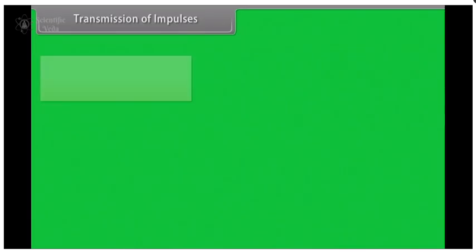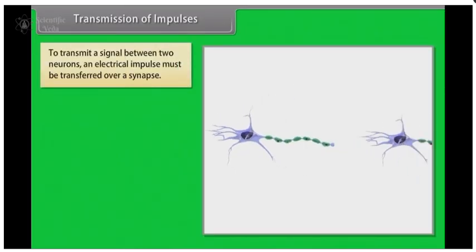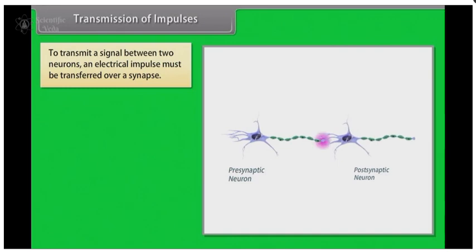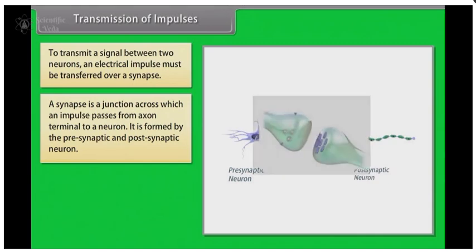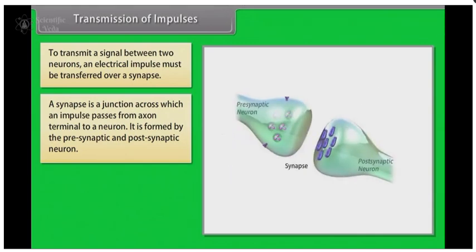Transmission of impulses. To transmit a signal between two neurons, an electrical impulse must be transferred over a synapse. A synapse is a junction across which an impulse passes from an axon terminal to a neuron. It is formed by the presynaptic and postsynaptic neuron.